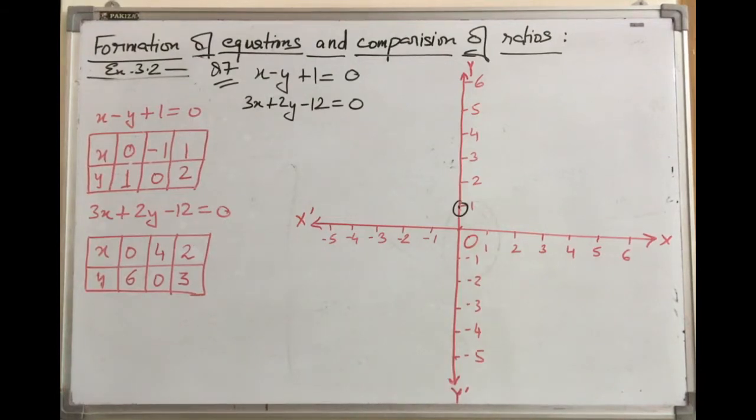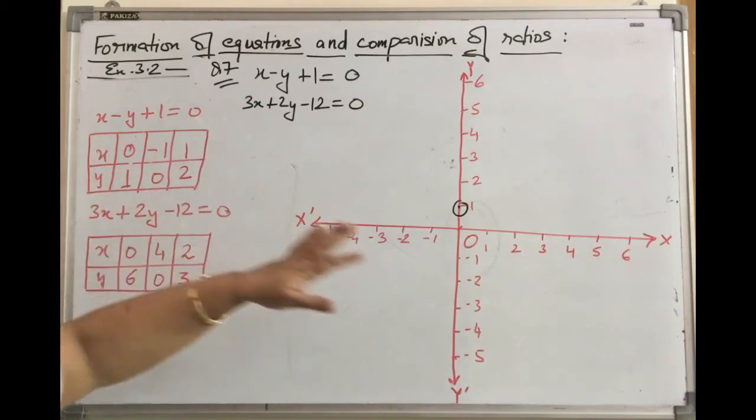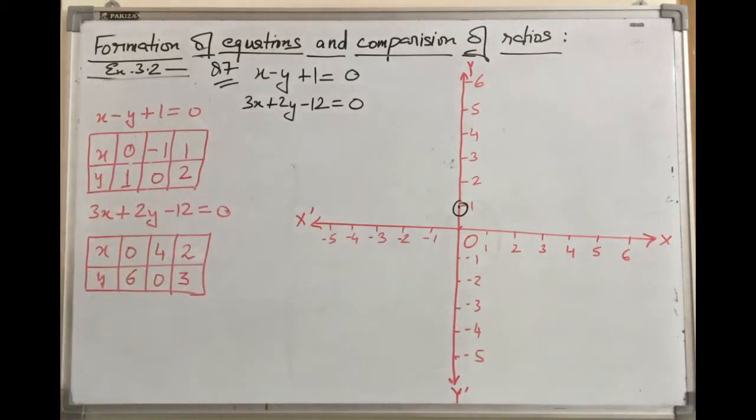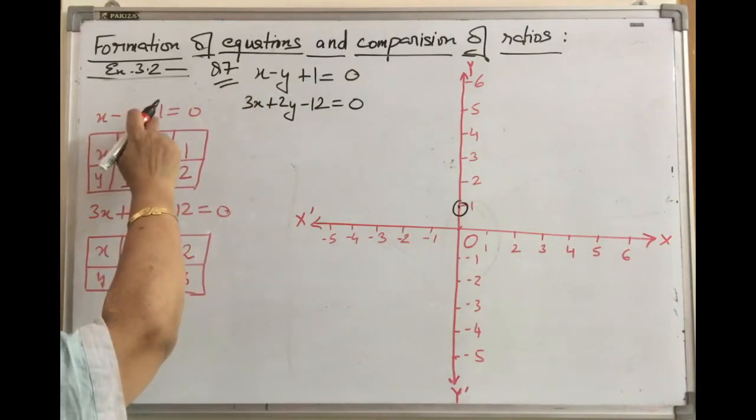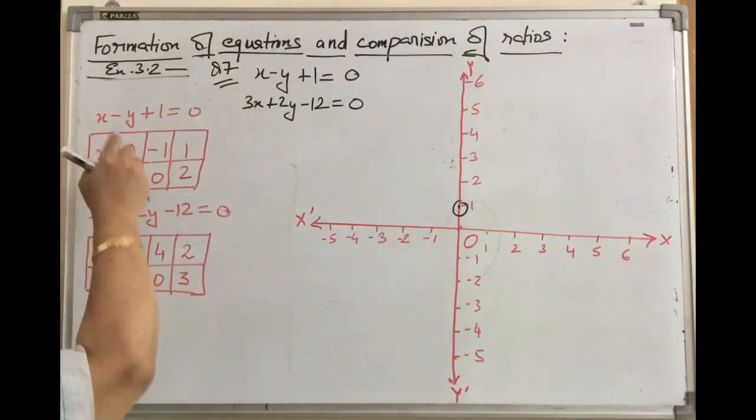Now the two equations are x minus y plus 1 equal to 0 and 3x plus 2y minus 12 equal to 0. If you have a look, I have drawn the Cartesian plane, the xy plane, and also I have drawn the table to find the corresponding values of x and y. First, the first equation, x minus y plus 1 equal to 0.